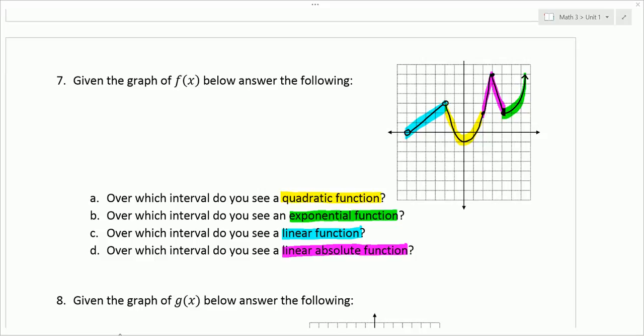So over which open interval do we see that quadratic function? Well, when you interpret this, you're only looking at the domain, only the x values. So it's starting at the x value at -2. The yellow moves to the right all the way until we get to +2. And so open, -2, +2. That's interval notation. If we put it in inequality notation, it would look like this: -2 less than x, which is less than 2.